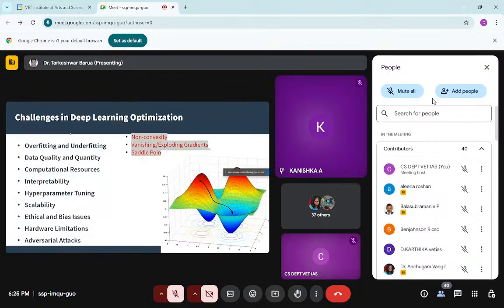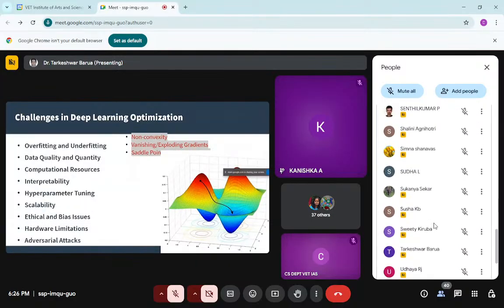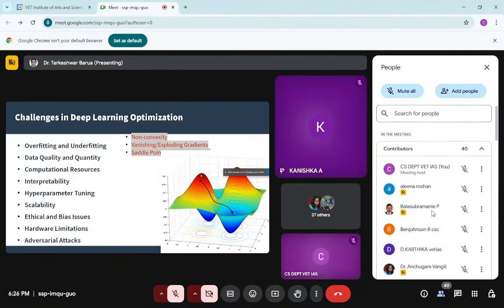Basically, what are the challenges we face in this, and what are the techniques we apply? Usually the challenges are non-convexity, exploding gradient or vanishing gradient, and saddle points. You can see the curve going up on one side and down on the other; these are called saddle points. Our target is to minimize the distance between the top and bottom side. That is our target, and this is how we are going to improve the performance.